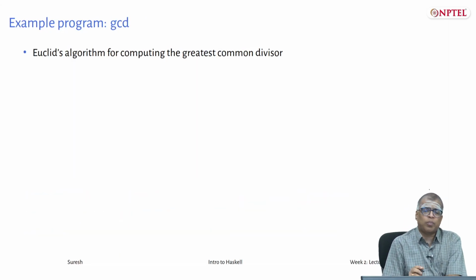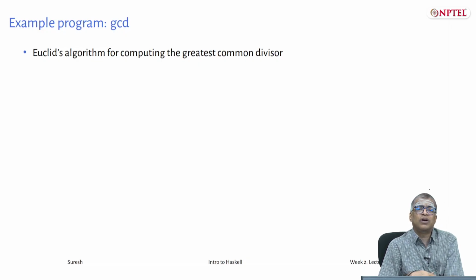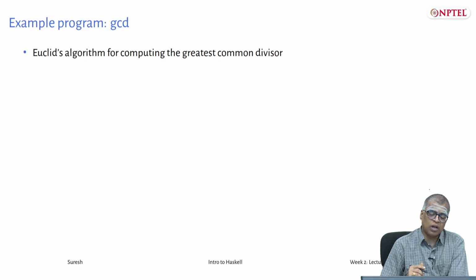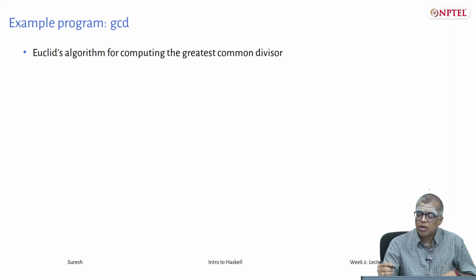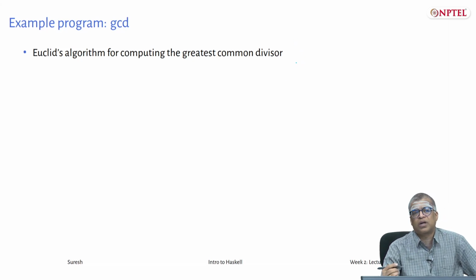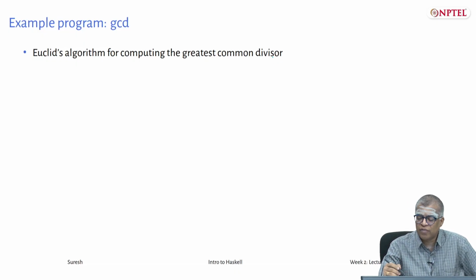Let us try to do some more programming. Let us consider one of the earliest algorithms known to us, which is the algorithm to compute the greatest common divisor. This is given by Euclid. How do you do this? You start with two numbers. Let's assume that both numbers are non-negative. So you are given a, b.